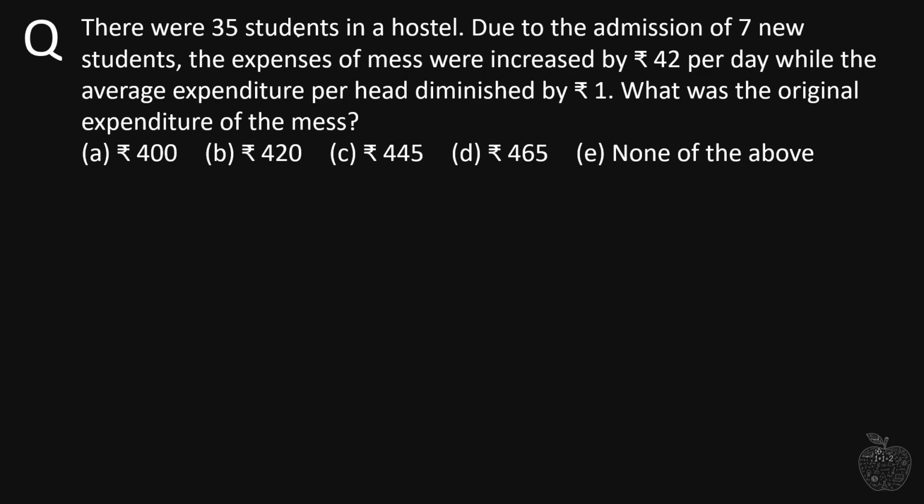There were 35 students in a hostel. Due to the admission of 7 new students, the expenses of the mess were increased by 42 rupees per day, while the average expenditure per head diminished by rupees 1. What was the original expenditure of the mess?